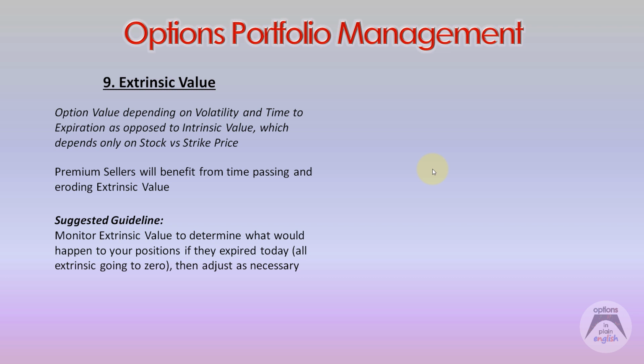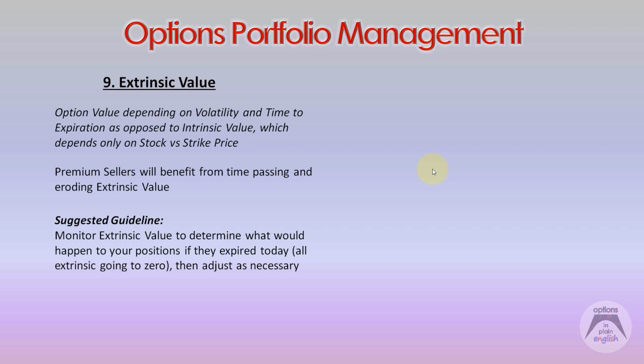So extrinsic value is very important to measure and to monitor, because it gives you a sense of the money that still remains to be made, basically assuming that everything goes to zero, so that the option expires right now. If you're in the money, it expires at that level, and if you're out of the money, it expires out of the money.